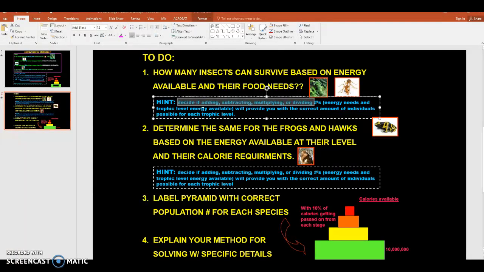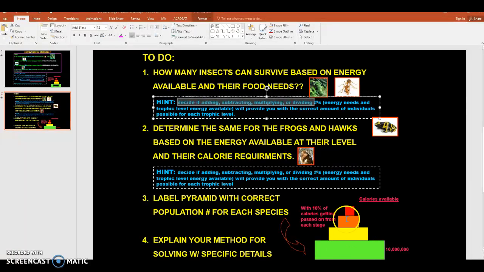Take time to discuss this with your team. Once you come up with a solution and you feel confident with it, and all your team agrees or forms a consensus, the next task is to do the same for the frogs and the hawks. Once you come up with this technique, you apply it to the frogs and the hawks. The final task is to label your pyramid with the correct population number for each species.